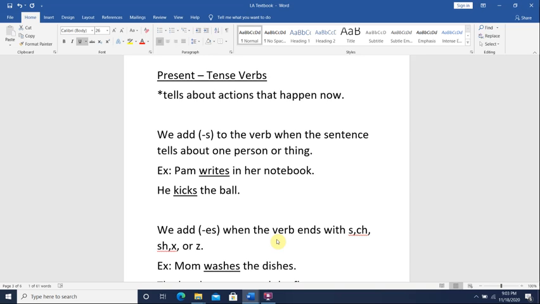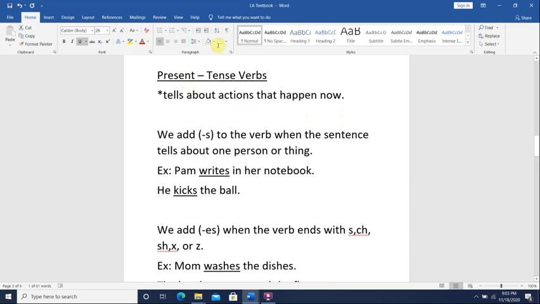Tense means when it's happening. So when I say present tense verb, present means that it's happening now. The word present means that something is happening now. So present tense verbs tell about actions or things being done now. Again, present tense verbs are in sentences that tell about actions that happen now, something that is happening now.